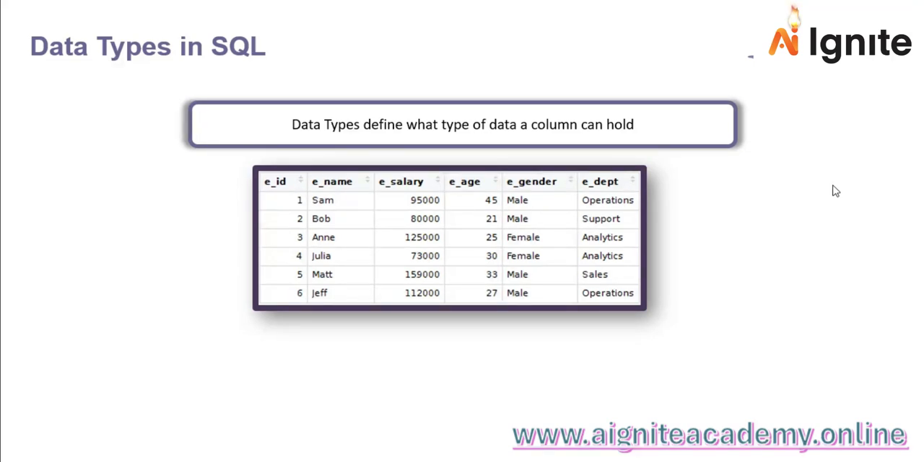Now it needs to be kept in mind that all the entries of one particular column would have the same data type. So let's take this e-salary column for example. We see that the first entry is of integer type. The second entry is also of integer type. Similarly, all the entries of this e-salary column are of integer type. Now let's take this department column. Here we see that all the entries of this particular column are of character type.